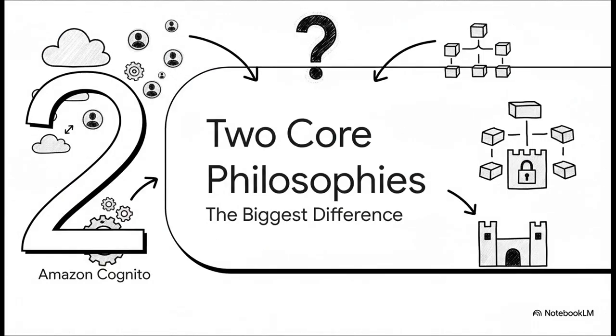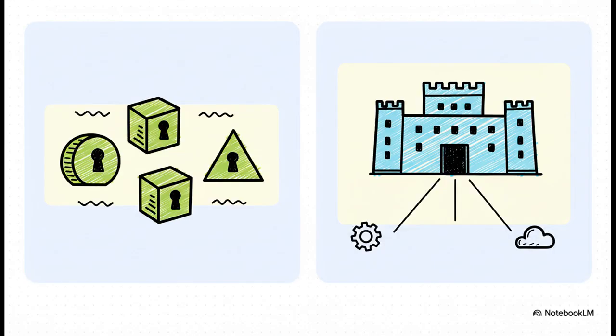All right, so if they're so similar on the surface, where's the big showdown? Where do they really part ways? Well, it all boils down to their core philosophy. Basically, how they think about what identity even means in the first place. Okay, this is probably the most important slide. On the AWS side, they see identity as just another building block for your application. So it's super common for a developer to spin up one Cognito user pool for their main app and a totally separate one for their test environment.